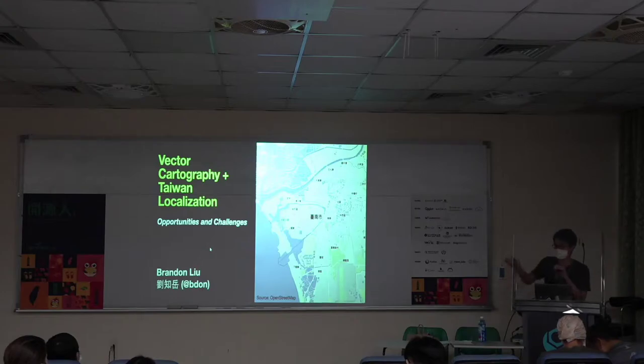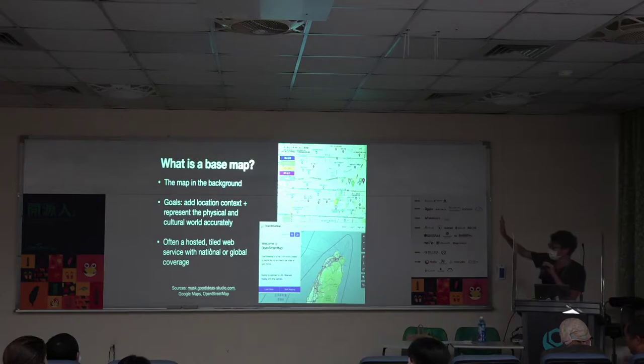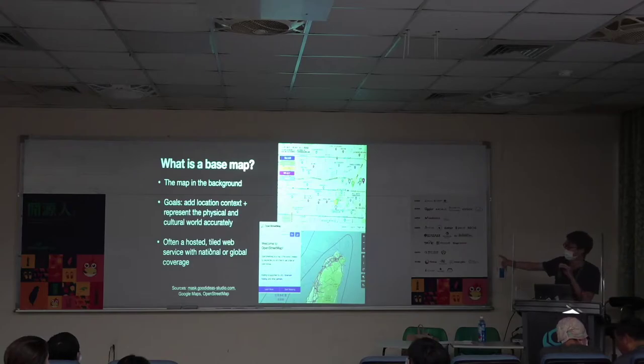Talking about this track is OpenStreetMap. We're specifically going to talk about base maps. So what is a base map? I'm trying to clarify. It's usually the map in the background of an application. So if anyone has seen the mask map or just OpenStreetMap, it's a map that's usually behind the data that you're showing. And its goals are usually to add some location context and also to represent the physical and cultural world accurately. And it's quite often a hosted tiled web service that has national or even global coverage.